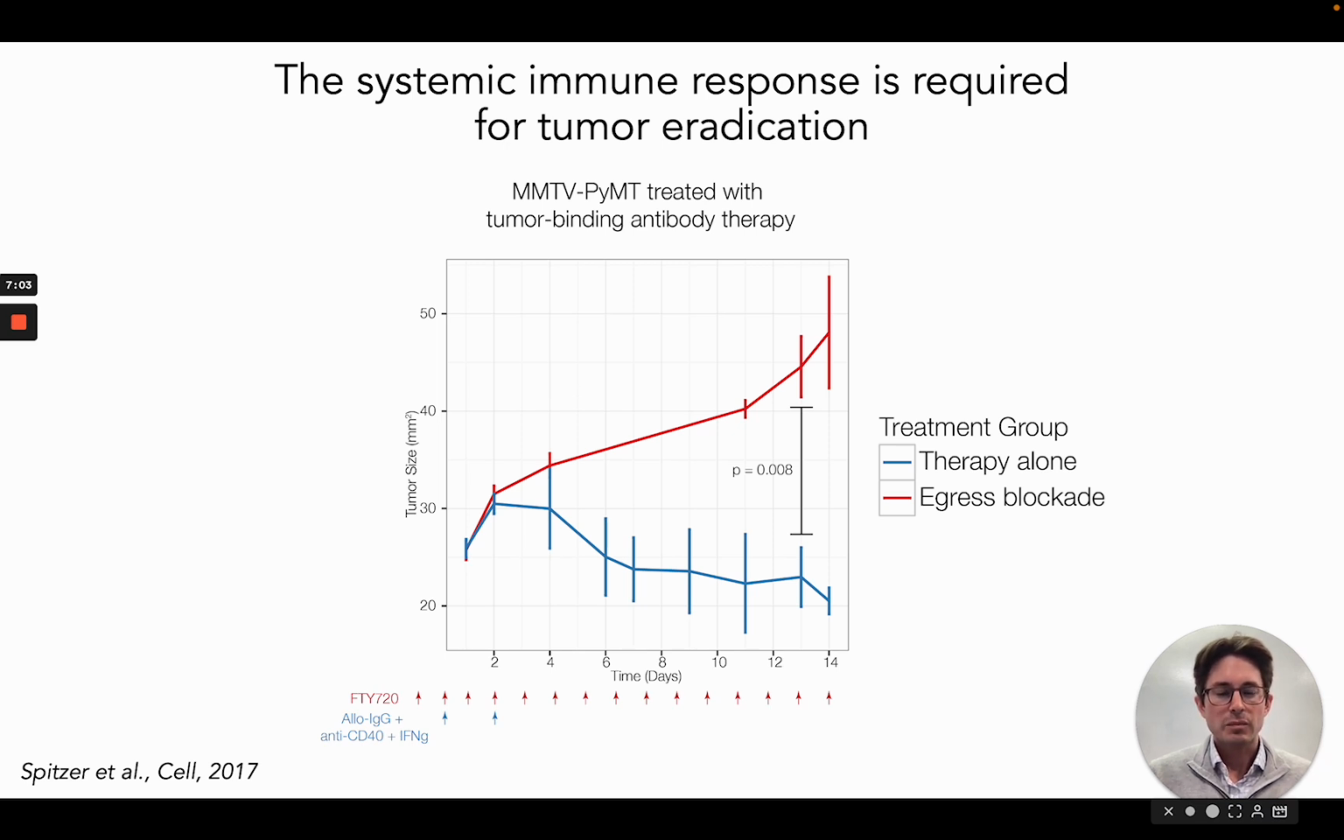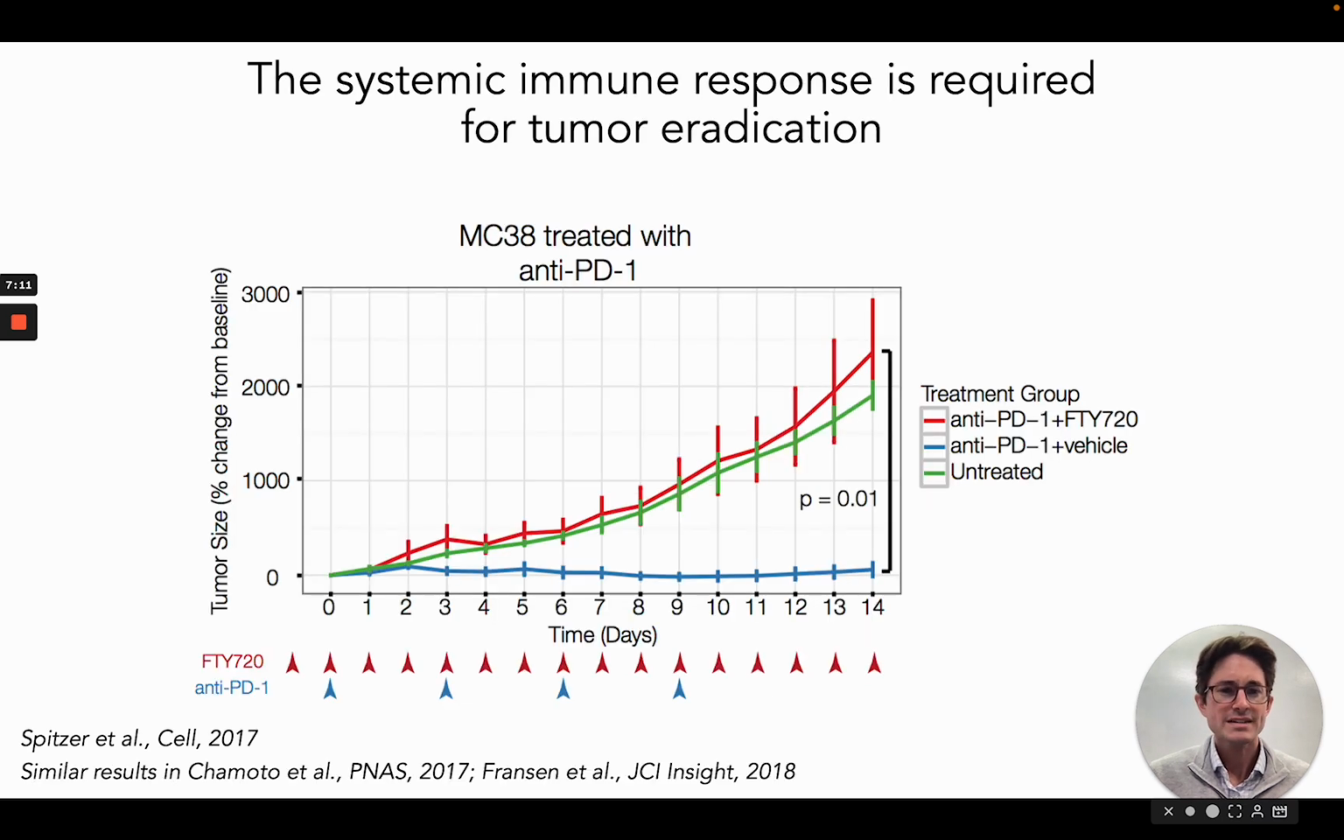And what we found is if we blocked egress, we lost the efficacy of this immunotherapy in our model of breast cancer. We then asked, is this more broadly generalizable to other types of immunotherapies? And so we turned to a mouse model that is responsive to checkpoint inhibitors, called MC38. This responds pretty well to anti-PD-1 immunotherapy. And we saw the same result. If we gave FTY720 together with anti-PD-1, we saw that the tumors continued to grow rather than being controlled by the immune system, suggesting that immune cells from outside of the tumor were important contributors to the success of the immunotherapy.